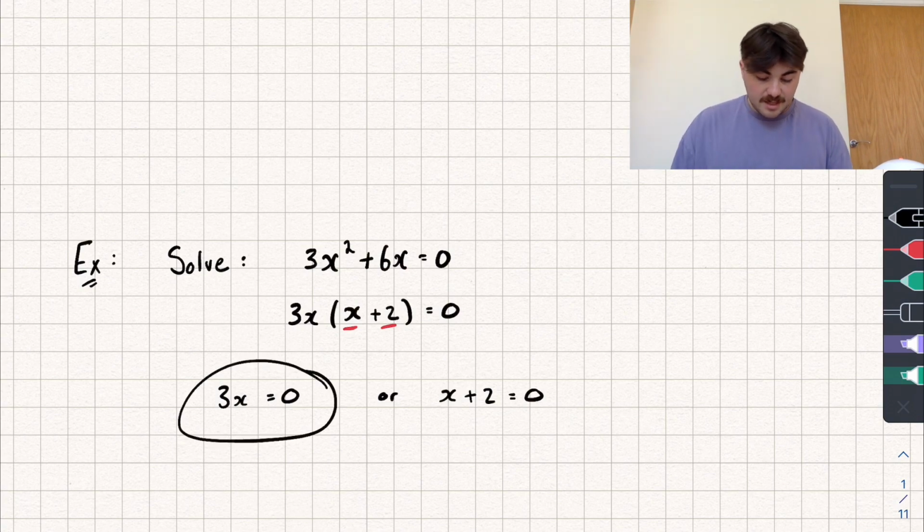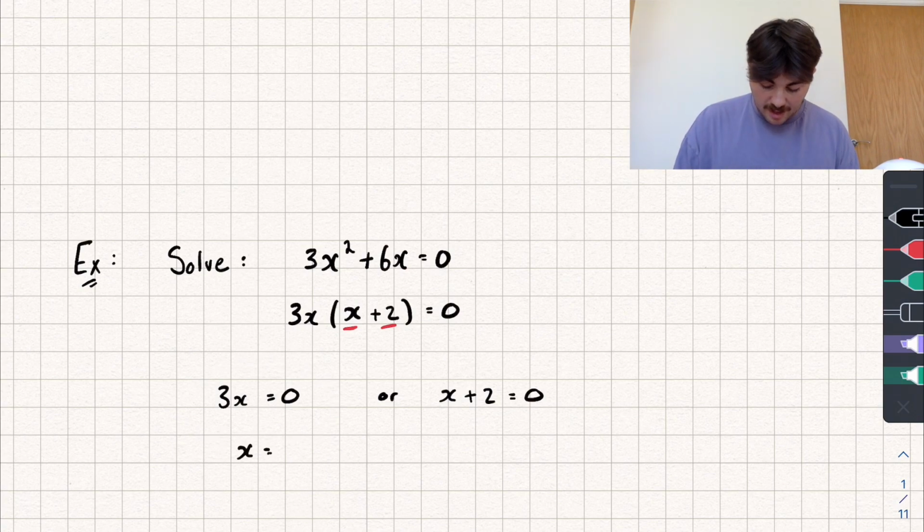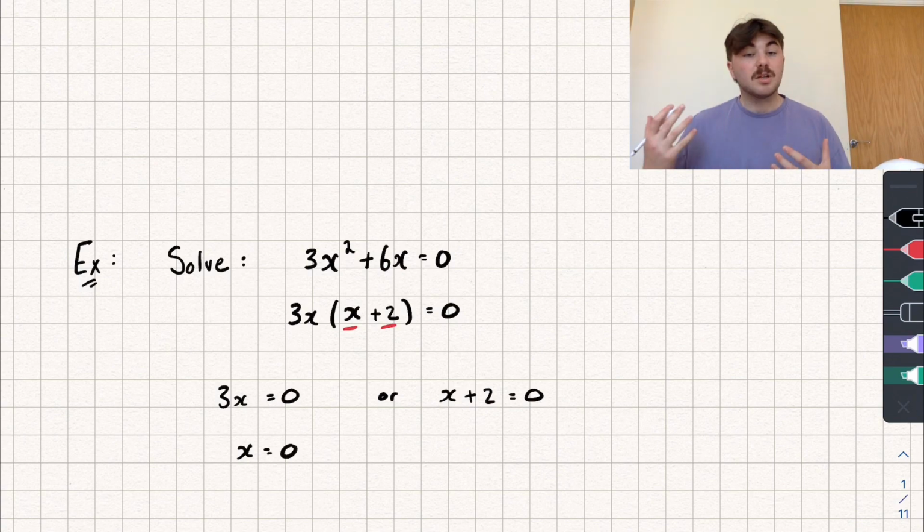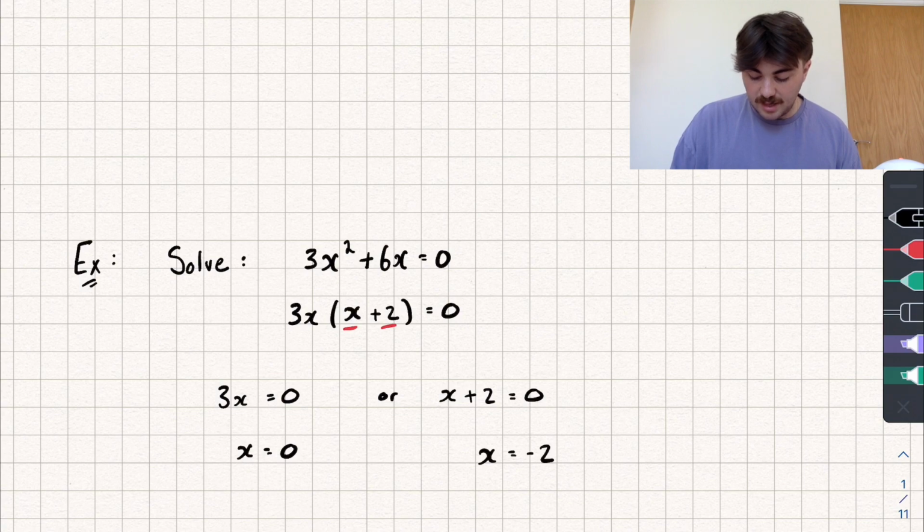So if this is the case, then I could divide both sides by 3 and we get that x is equal to 0. Or if x plus 2 is equal to 0, we could subtract 2 from both sides and get that x is equal to negative 2. And they're the two solutions to this quadratic.